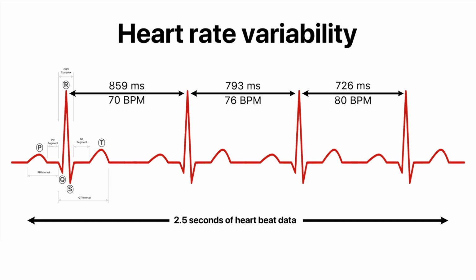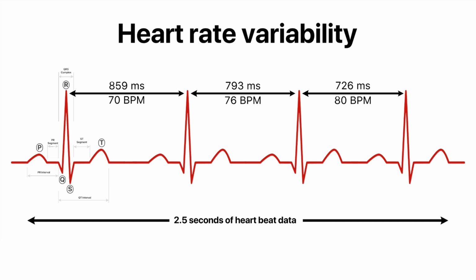On the screen here, we've got an example of heartbeat data, where you've got these strong peaks representing each heartbeat, and between them the black arrows show the time in milliseconds between each heartbeat. Between the first 2 is 859 milliseconds, between the middle 2 is 793 milliseconds, and the last 2 is 726 milliseconds. So the time between these heartbeats has varied slightly, going from 859 all the way down to 726, and this is normal and expected and healthy.